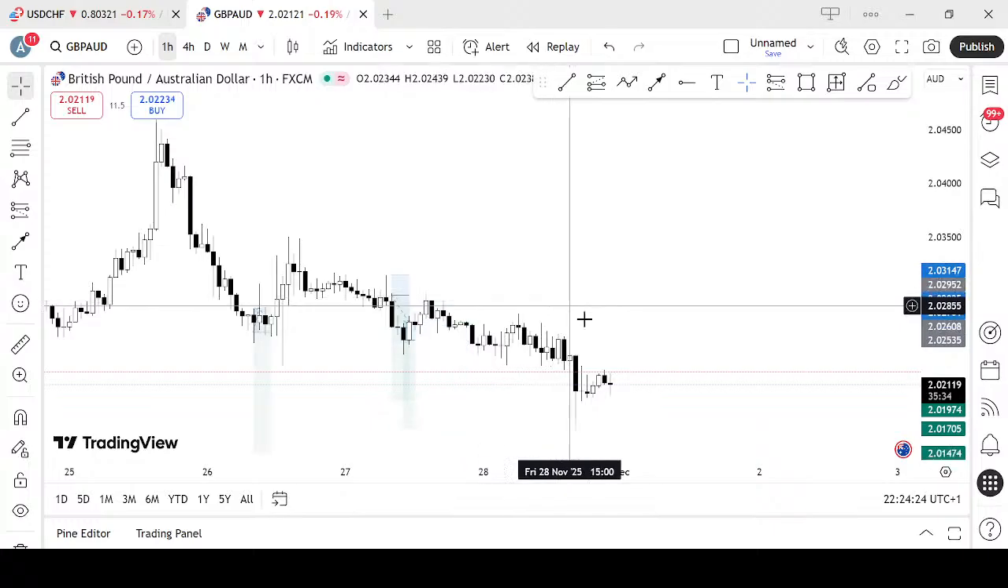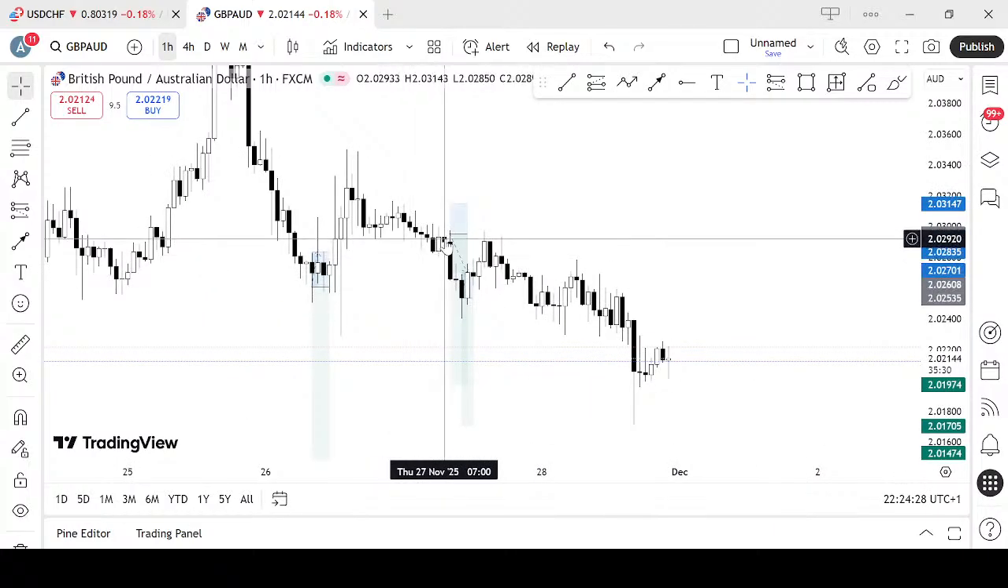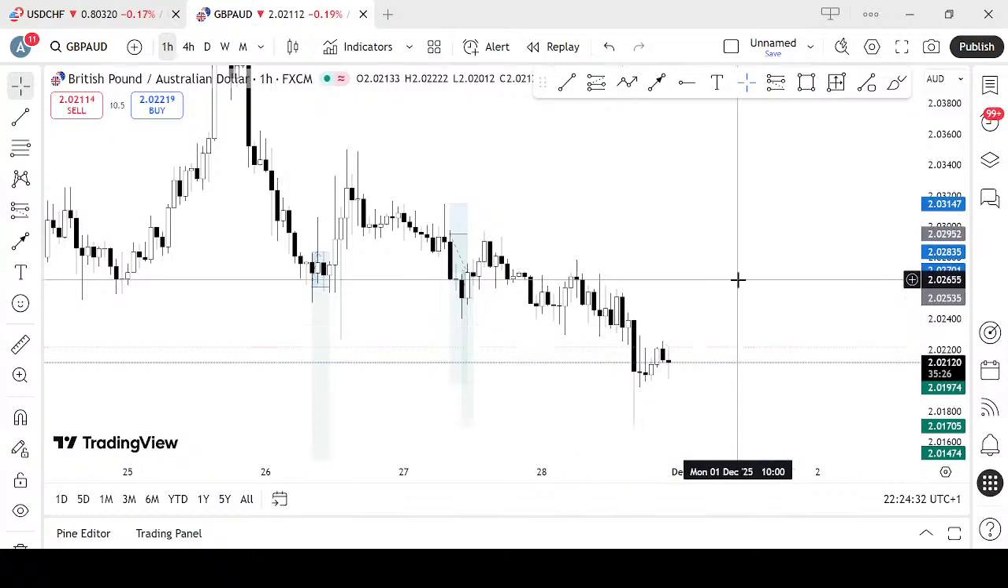On GBPUSD, we're also bearish, and throughout the day, there was no confirmation for a sell position, so there was no trade on GBPUSD also.